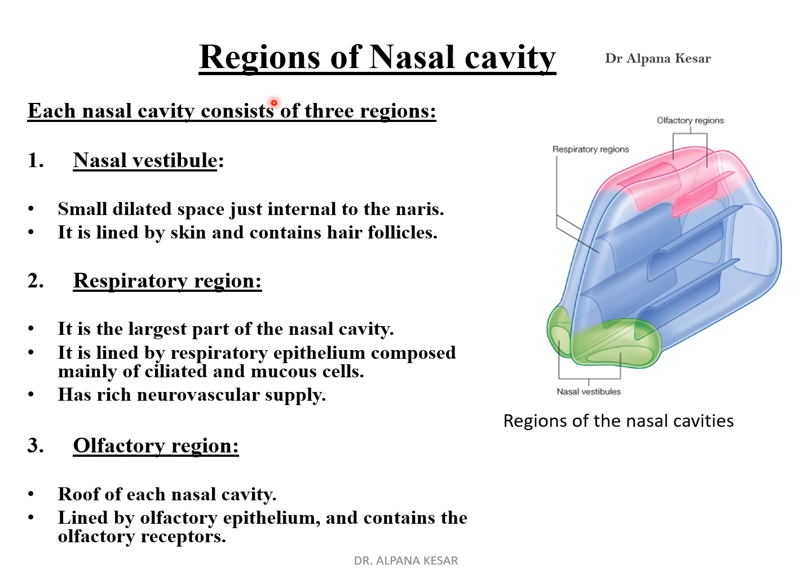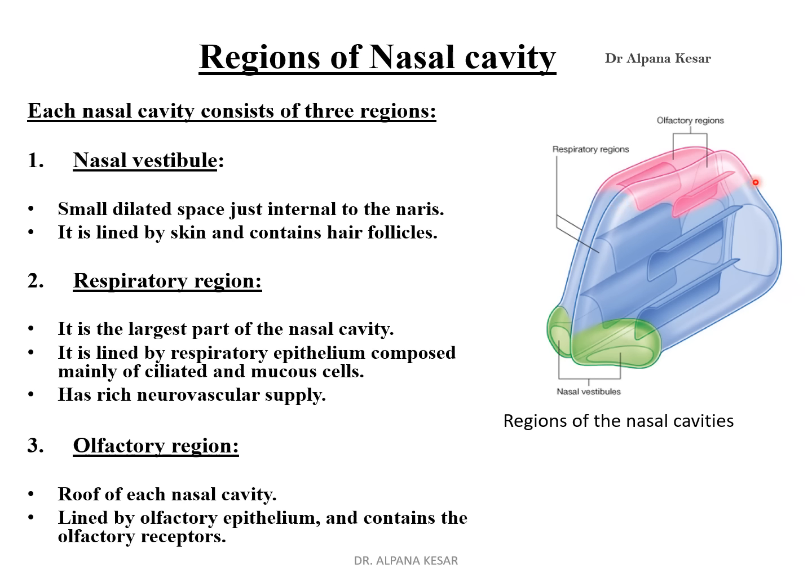Regions of the nasal cavity. Each nasal cavity consists of three regions. They are the nasal vestibule. This area is nasal vestibule. It is a small dilated space present just internal to the nares. It is lined by skin and also contains hair follicles.